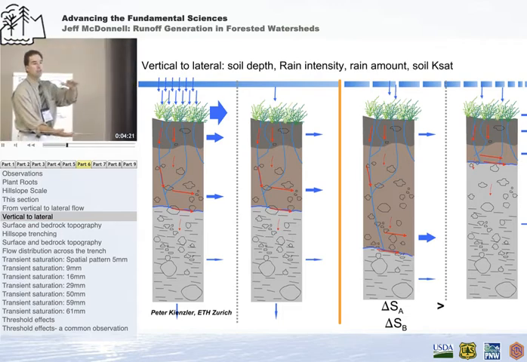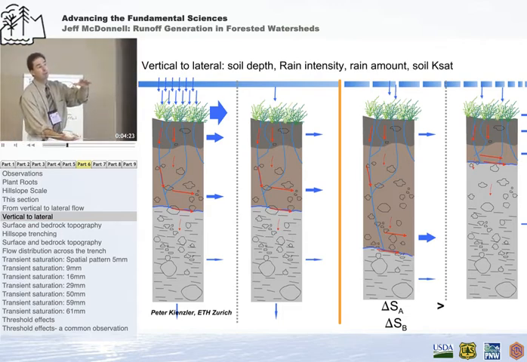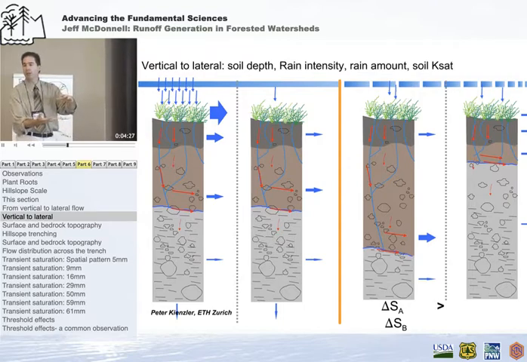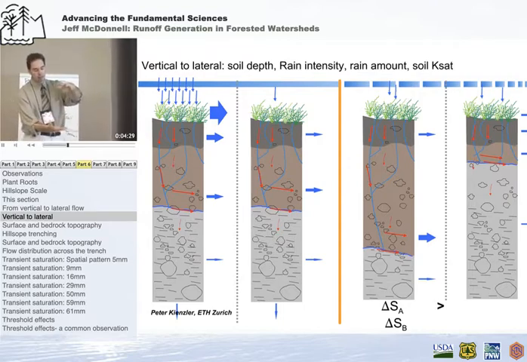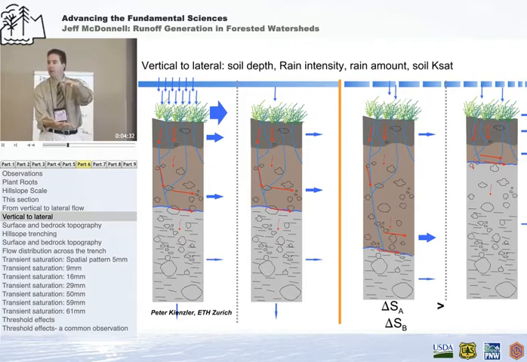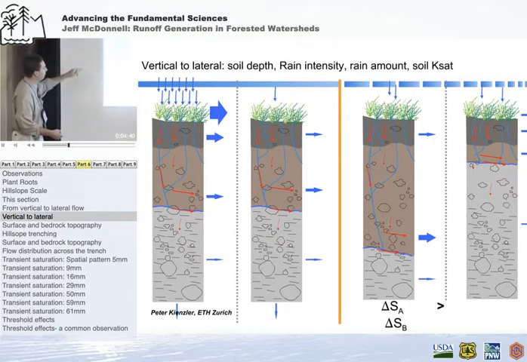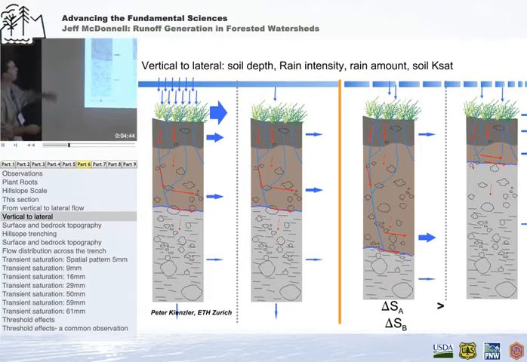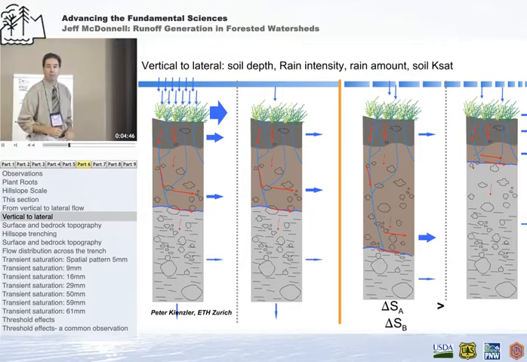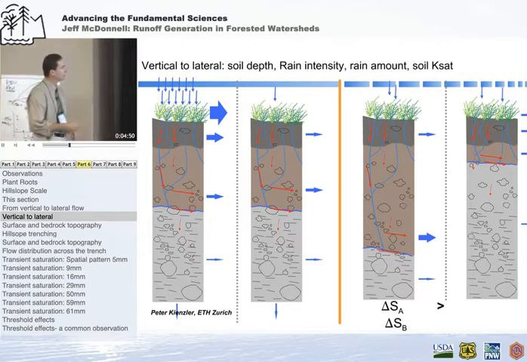Think of a 1 meter soil profile at 50% porosity within, say, 10% of saturation prior to an event. You've got roughly 350 millimeters of water in that soil profile, and you're adding maybe an inch of rain, 25 millimeters of rain. How does that rain move to depth, mix, and create lateral flow? It's affected by rain intensity, rain amount, hydraulic conductivity, soil depth, and this is something that we'll begin to look at.